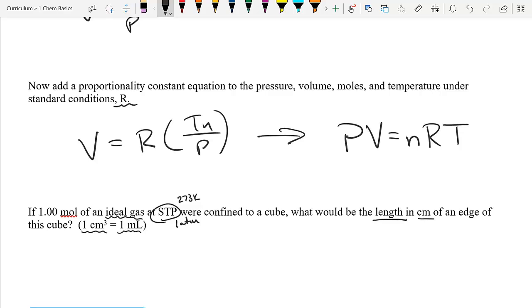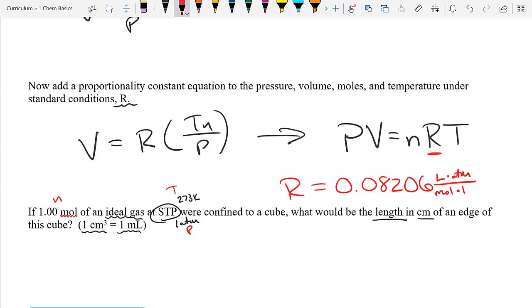So think of all the things we know. We know the number of moles, we know the temperature, we know the pressure. If we consider the ideal gas equation, we also know our constant, our R value. Now you haven't seen the value yet, so let me give that. The R value is equal to 0.08206 liters times atmospheres divided by moles times kelvins.